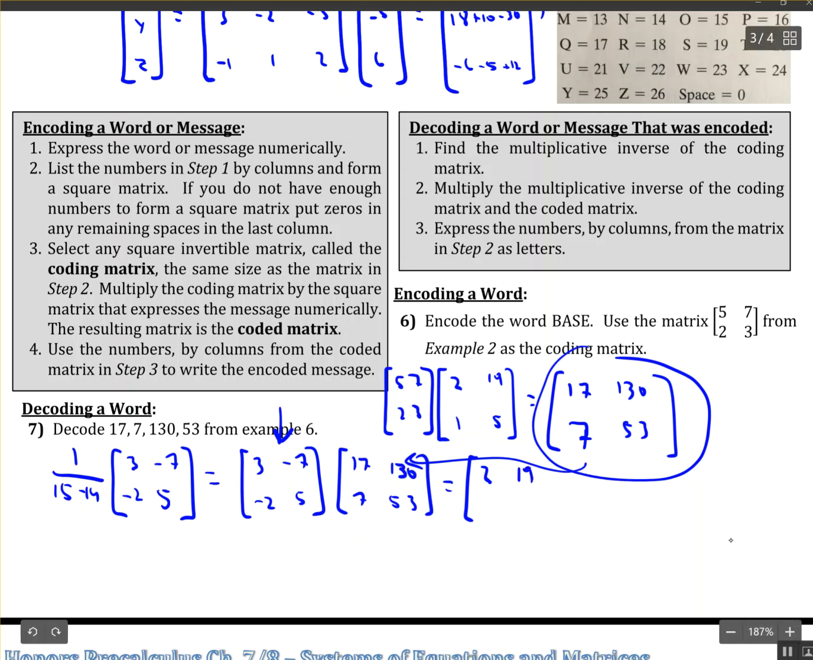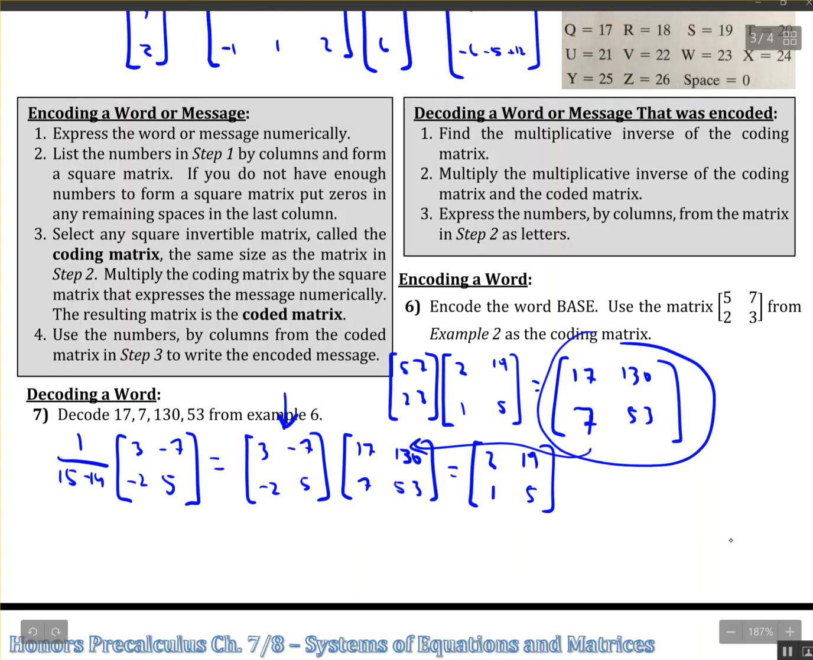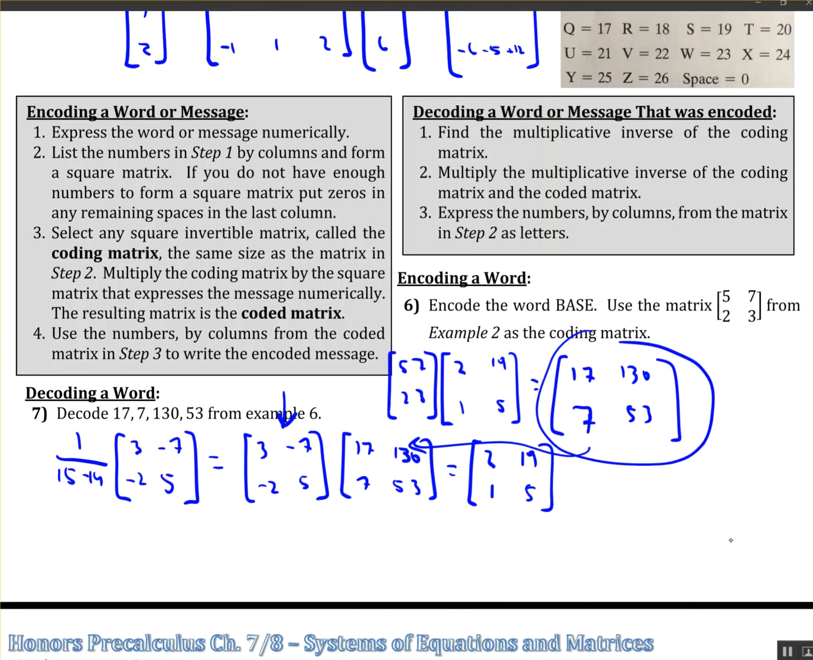And then negative 2 times 17 is negative 34, plus 5 times 7, that's just going to be 1. And then negative 260 plus 265 gives me 5. And I get back to where I started. And that's it for 8.4.